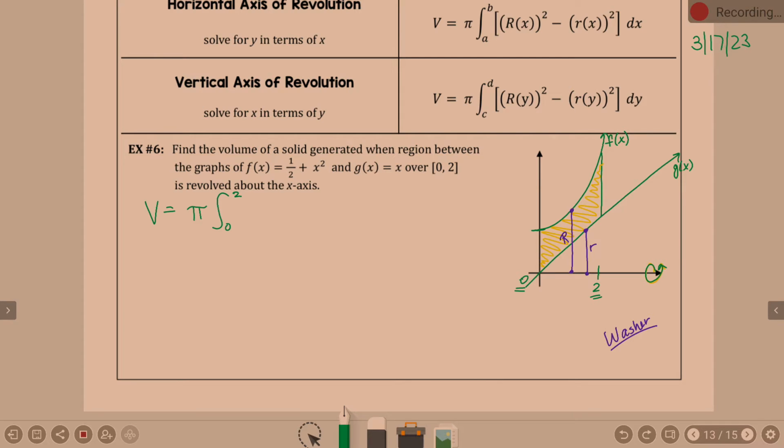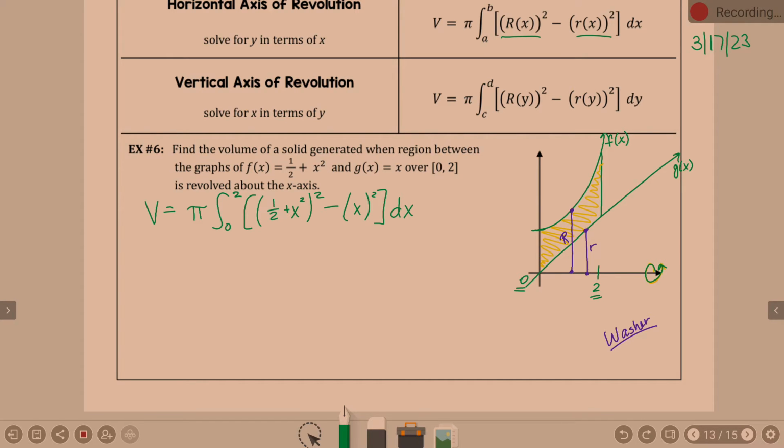Now, remember when we're doing this, it's big R squared minus little r squared. So what's big R? That's f of x. So we're going to have the 1/2 plus x squared, quantity squared. And then we're going to subtract. And now we're going to do little r squared. What's little r? It's the g of x, and so that's just going to be x squared. And then, of course, times dx, because dx represents the height.